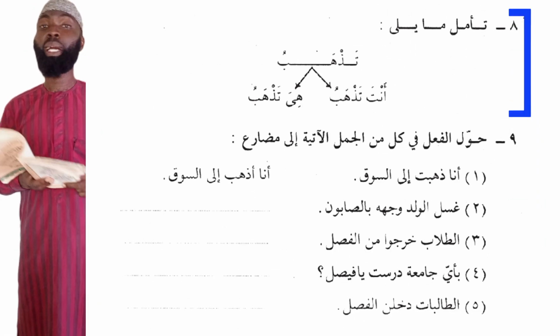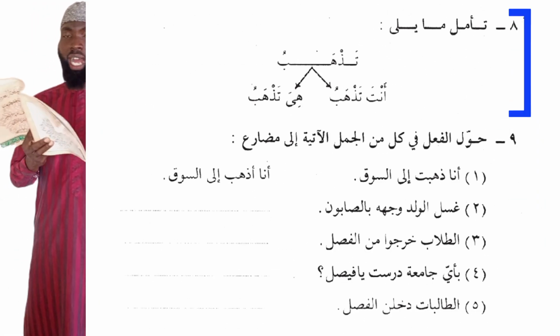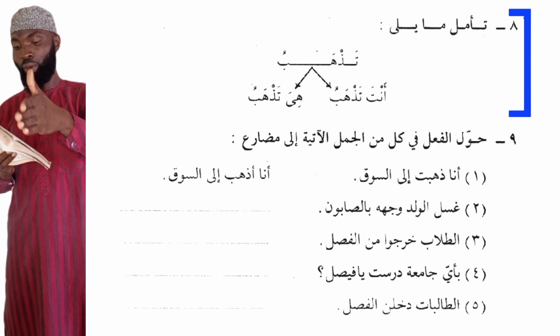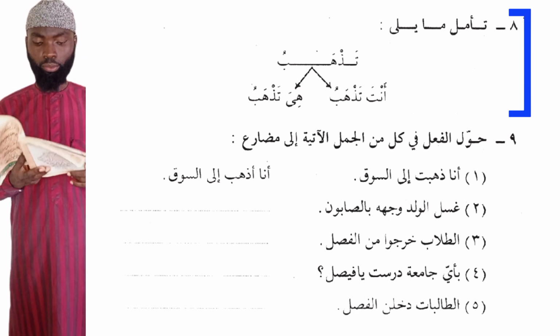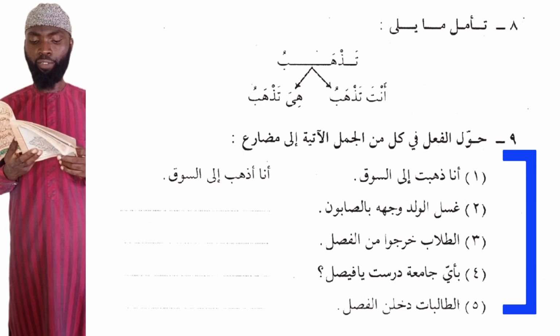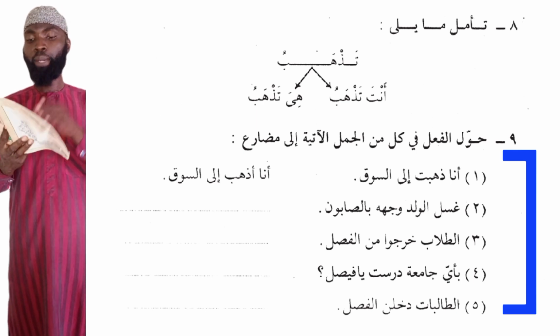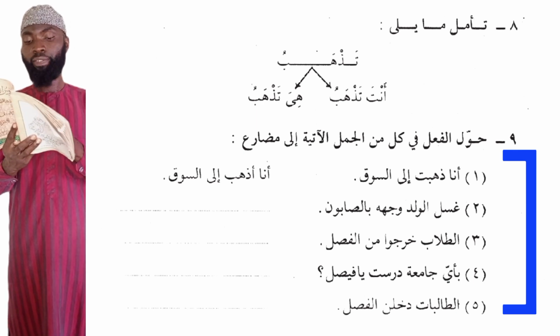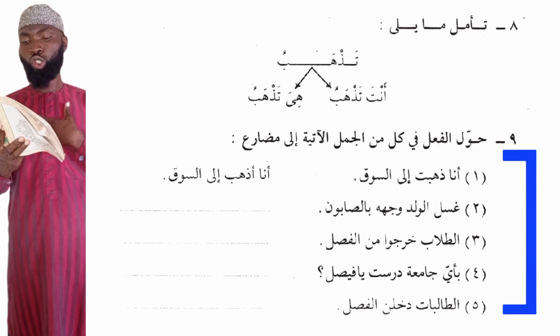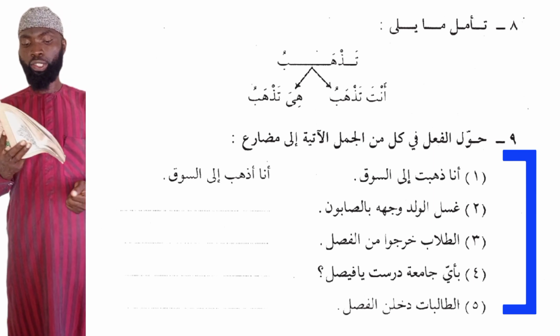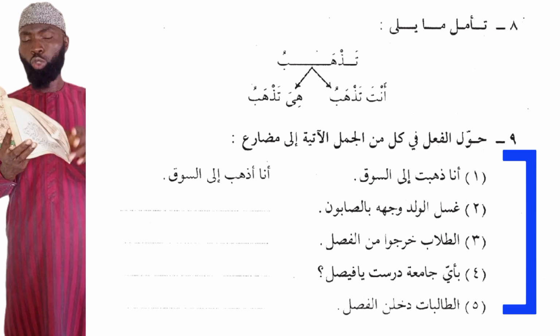Number 8, we have تأمل معي. Study the following. We see تذهب. أنت تذهب. هي تذهب. So the word تذهب is used for you and for she. Number 9, we have حول الفعل في كل من الجمل الآتية إلى مضارع. The verbs here are in their past tense form. We have to change them to their present tense form. The first one is أنا ذهبت إلى السوق. We simply say أنا أذهب إلى السوق. Number 2, we have غسل الولد وجهه بالصابون.